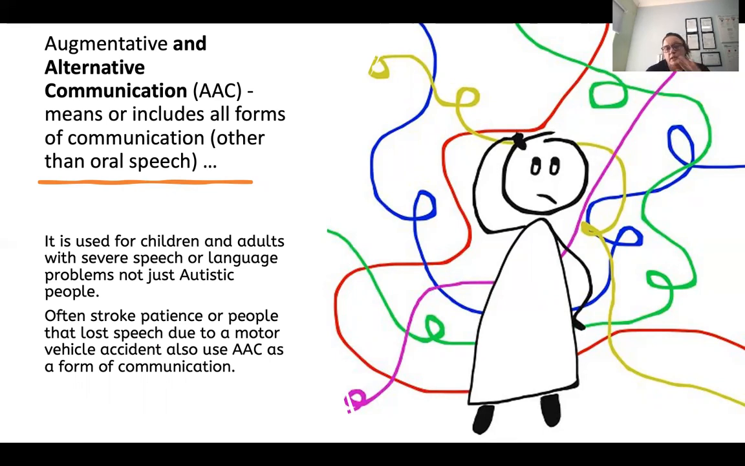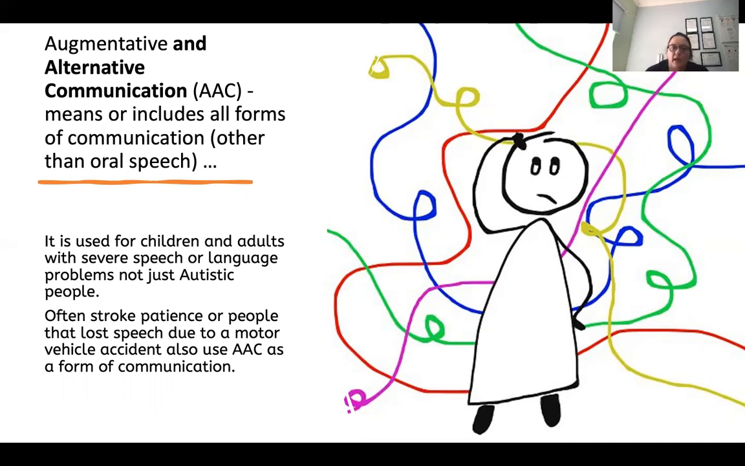It's used in children, it's used for adults. It's not just for autism. Augmentative and alternative communication devices are used for most disabilities where there is a lack of speech or speech difficulties. It often gets used after patients, or older people, have had strokes. It will be used for car accident victims. So AAC doesn't equal autism. AAC isn't an autism-specific tool.